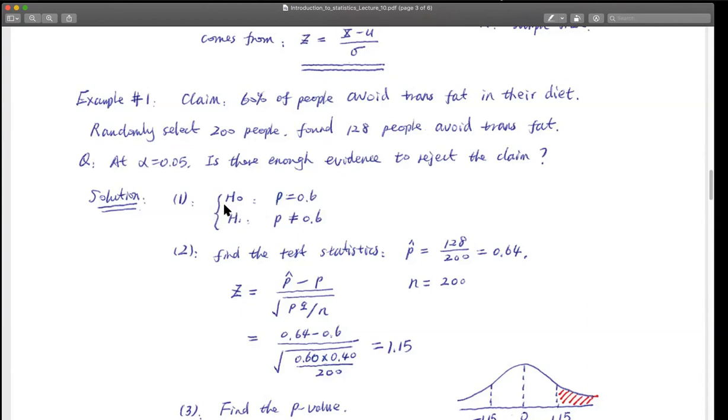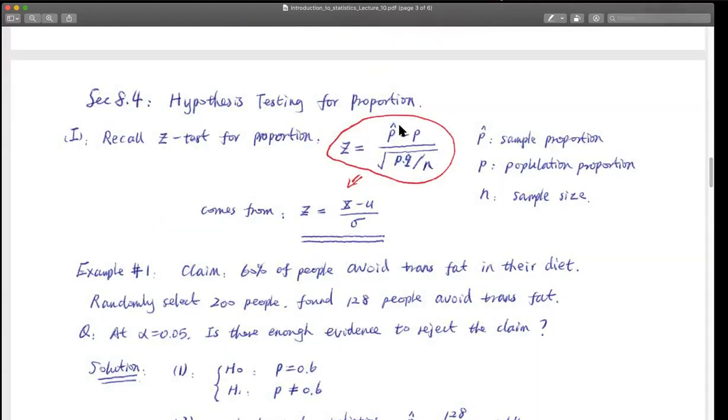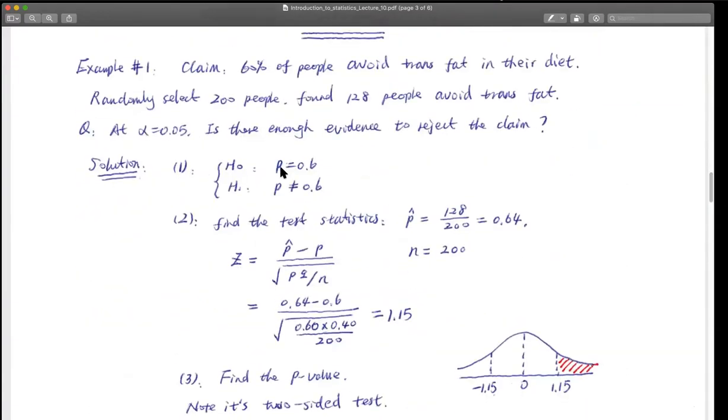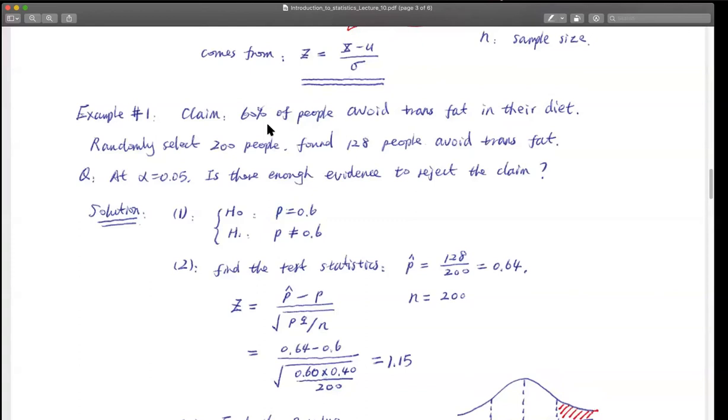Step number 1, write down H0, H1, right? So H0 always equal. The only difference here, we change the letter a little bit. Previously, we always use mu for average, remember? But in this case here, we change to P. Why we change that? Because this section here is talking about proportion, percentage. So we have the formula in terms of P hat. So that's the reason we are switching to P. Now, H1 here, because we did not say it's bigger than 60% or less than 60%, by default, not equal to, right? All right. So number 2, find out the test statistic.